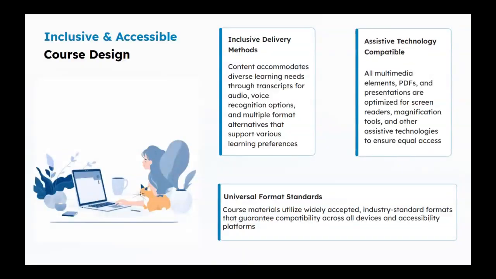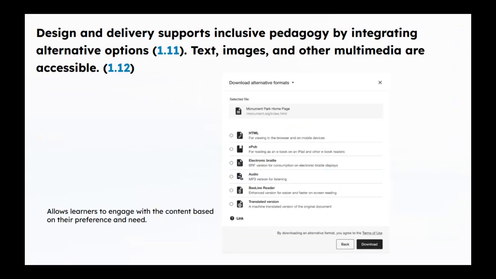Okay, getting into inclusive and accessible course design. Again, you're very well aware of all the accessibility features that we need to include now. So we're talking about inclusive delivery methods, universal design for learning, and so on. The two standards that have to be met for all online or hybrid courses have to do with designing and delivering supporting inclusive pedagogy by integrating alternative options, and then making sure our text, image, and other multimedia are accessible.